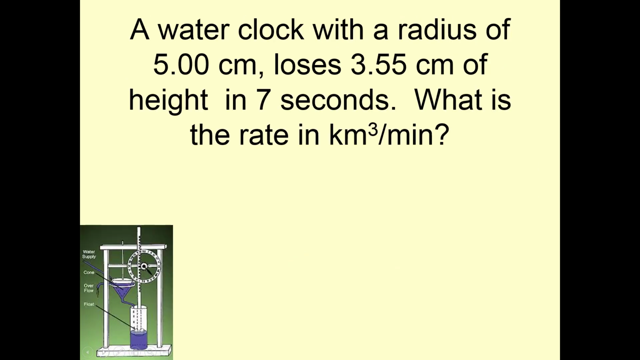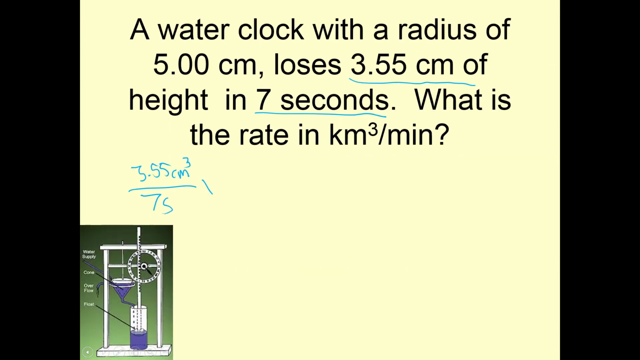All right, a water clock with a radius of 5 centimeters loses 3.55 centimeters of height in 7 seconds. What is the rate in kilometers cubed per minute? So what I need to do is, what is the rate? It's losing 3.55 centimeters of height in 7 seconds. So it is 3.55 centimeters cubed per 7 seconds. See how instead of having it be 1 here, it's just a 7. What is that rate in kilometers cubed per minute?